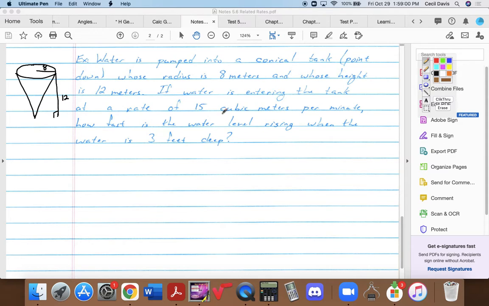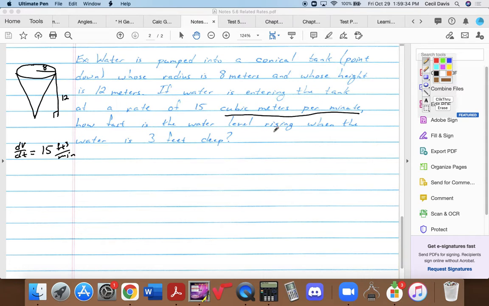So it's a rate, so it's got to be a derivative. The derivative of what? With respect to what? Well, that's told to you right here. Cubic meters per minute. Oh, water, man. So volume with respect to time. So dV dt, and water's entering, so this is going to be positive, is equal to positive 15 cubic feet per minute.